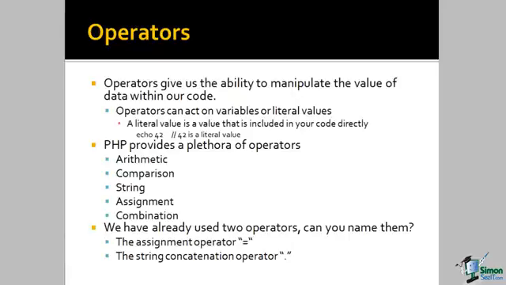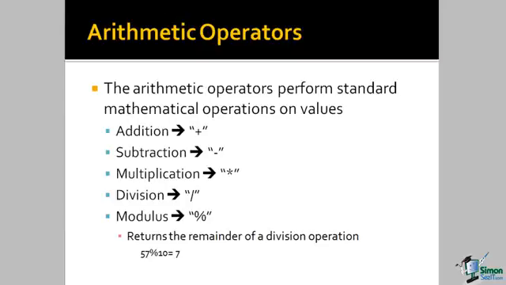The assignment operator, the single equal sign, says take this value and assign it to this variable. We've seen that. And we've also seen the string concatenation operator, which is the dot, the period, that says take this string and add it to this other string to make one big string. So we should start building some comfort level in operators as we review those that are available to us from PHP. So the first set of operators are the arithmetic operators from grade school: addition, subtraction, multiplication, division.